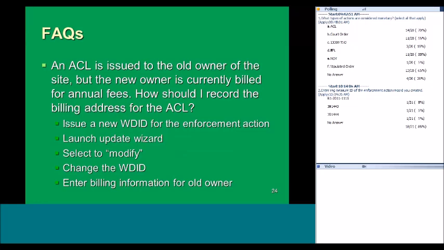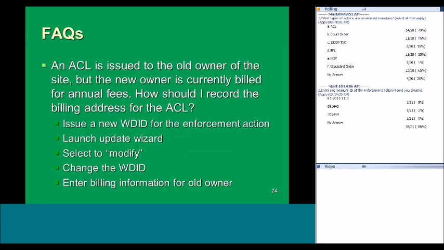The next one is an ACL is issued to the old owner of the site, but the new owner is currently billed for annual fees. How should I record the billing address for the ACL? I don't think this happens too much, but we did have a case where it did happen, so just in case it happens to you, what you need to do is issue a new WDID for the enforcement action. So I think it's best to put end dates for the old WDID. So you can actually contact Aaron or I for help with that.